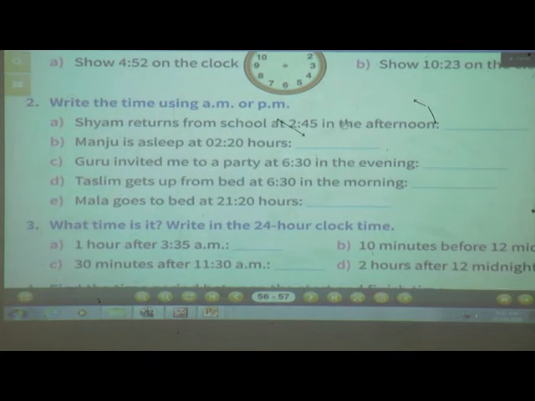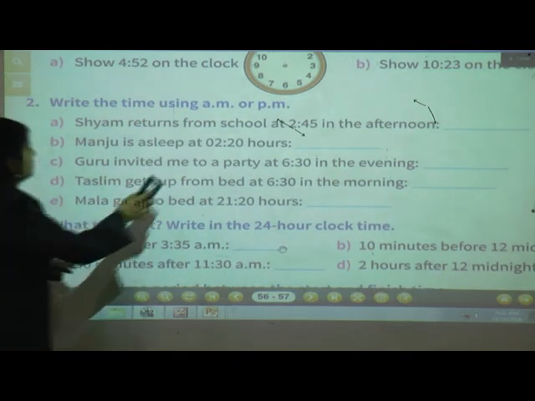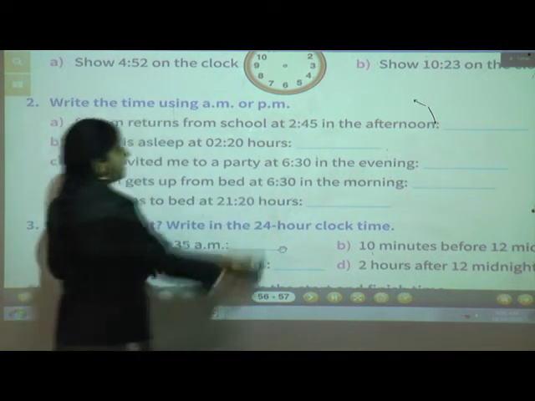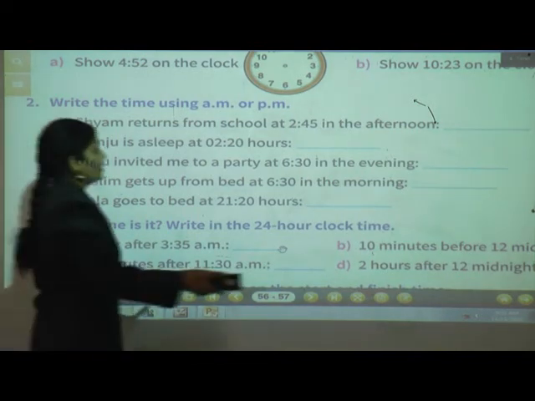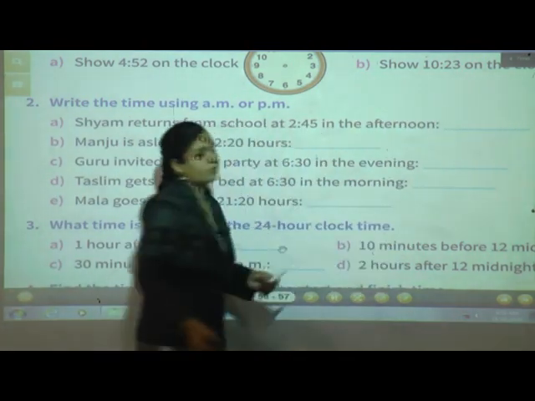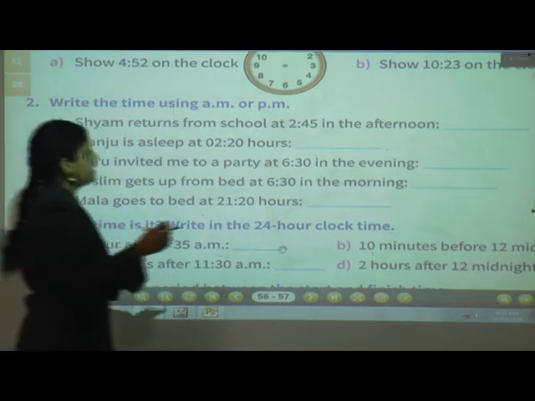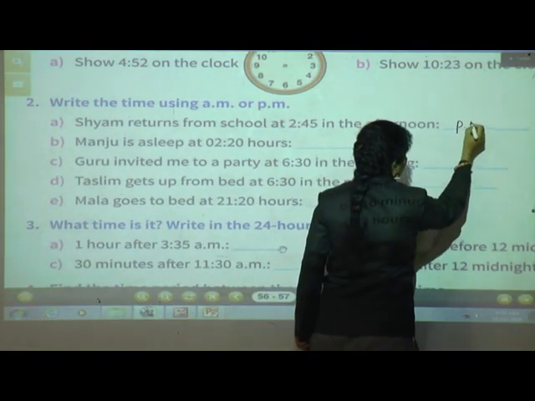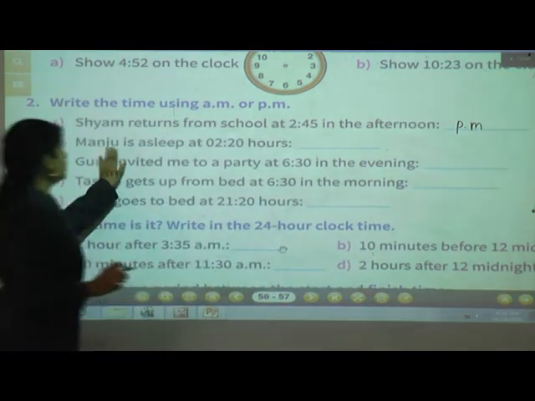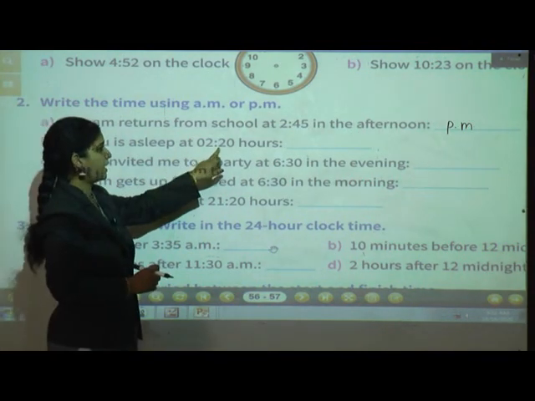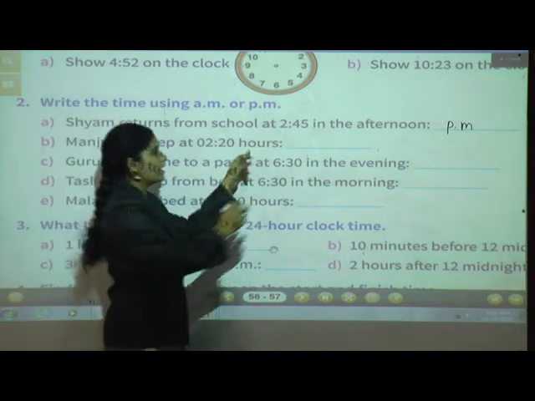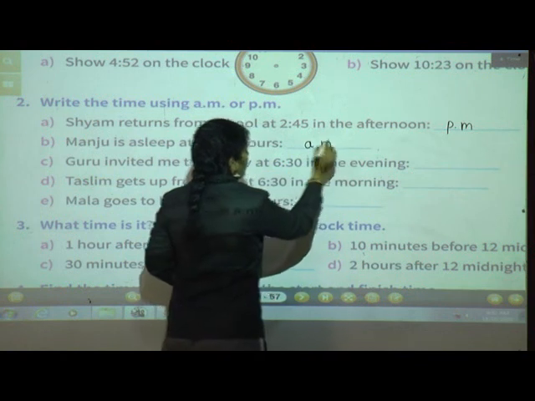Write the time using AM or PM. Sham returns from school at 2:45 in the afternoon. So students, for afternoon, what do we use, AM or PM? Yes, for afternoon we write PM. Very good students. So write here PM. Now Manju is asleep at 2:20 hours. So students, what do we use here? That means AM. We use AM.